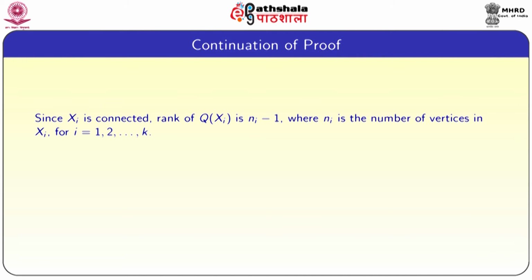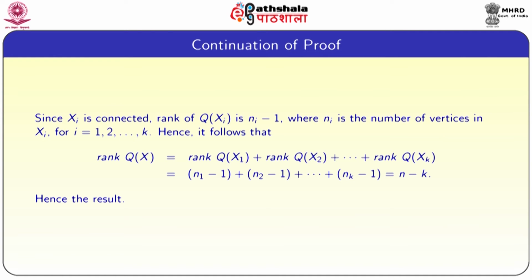Since Xi is connected, the rank of Q(Xi) is ni minus 1, where ni is the number of vertices in the component Xi, for i equal to 1, 2, 3 and so on up to k. Hence, it follows that the rank of Q(X) is equal to the rank of Q(X1) plus the rank of Q(X2) and so on plus the rank of Q(Xk). But the rank of Q(X1) is n1 minus 1, the rank of Q(X2) is n2 minus 1, and so on, the rank of Q(Xk) is nk minus 1. So, it is equal to n minus k, hence the result.